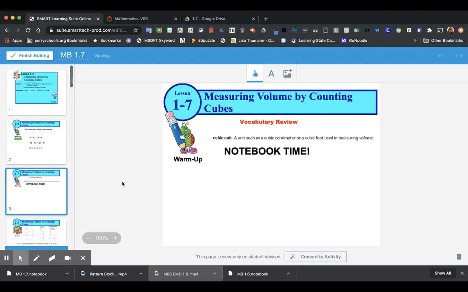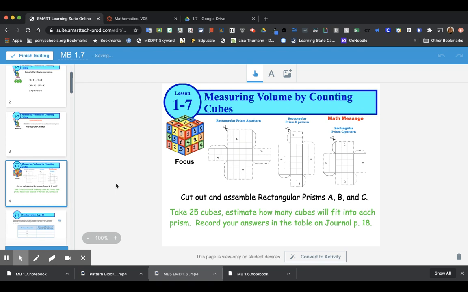Another term to write into your notebook is a cubic unit. Last time we had rectangular prism. This time it's cubic unit, and that is a unit such as a cubic centimeter or a cubic foot used in measuring volume. Now, today's lesson is another hands-on lesson.